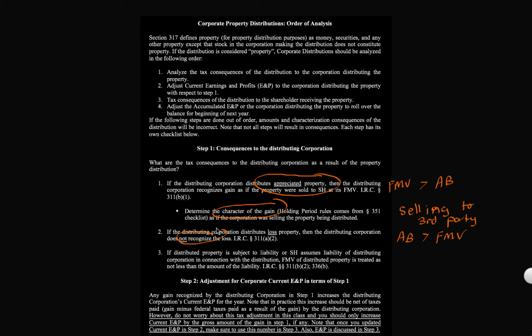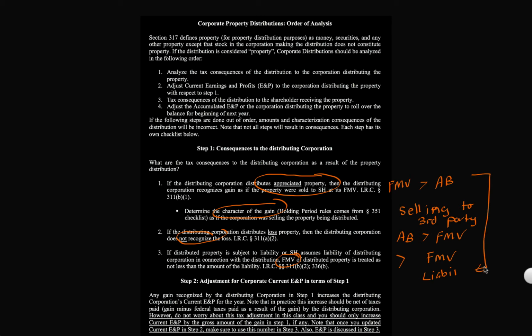Now, if the distributed property is subject to liability or the shareholder assumes liability of the distributing corporation in connection with the distribution, the fair market value is treated as not less than the amount of the liability. So the idea here is you pick the greater of the fair market value or the liability when you're calculating the gain with respect to the corporation.